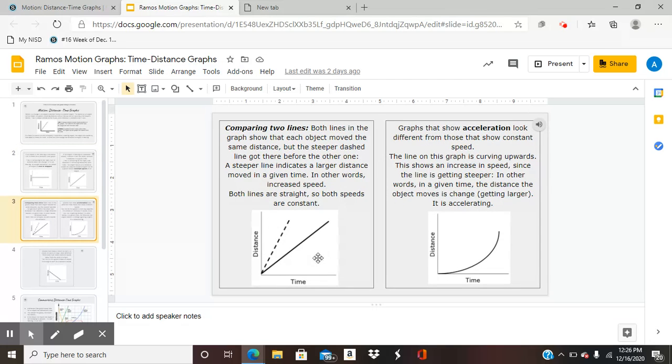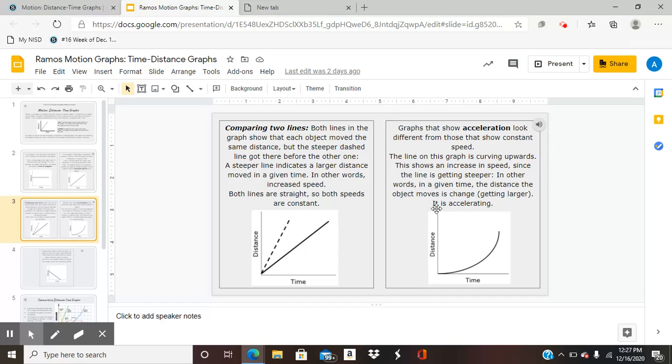Comparing two lines. Both lines in the graph show that each object moved the same distance, but the steeper dashed line got there before the other one. A steeper line indicates a larger distance moved in a given time. In other words, increased speed. Both lines are straight, so both speeds are constant.